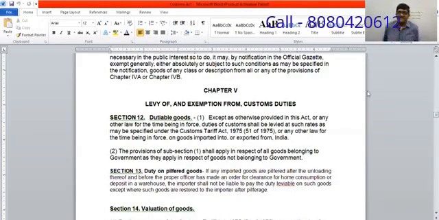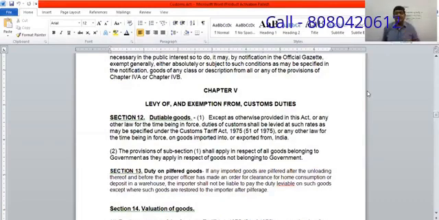Exception to the government goods. No, that is saying that equally duty is payable. Subsection 1 shall apply in respect of all goods belonging to government as they apply in respect of goods not belonging to government. So no exemption to government.